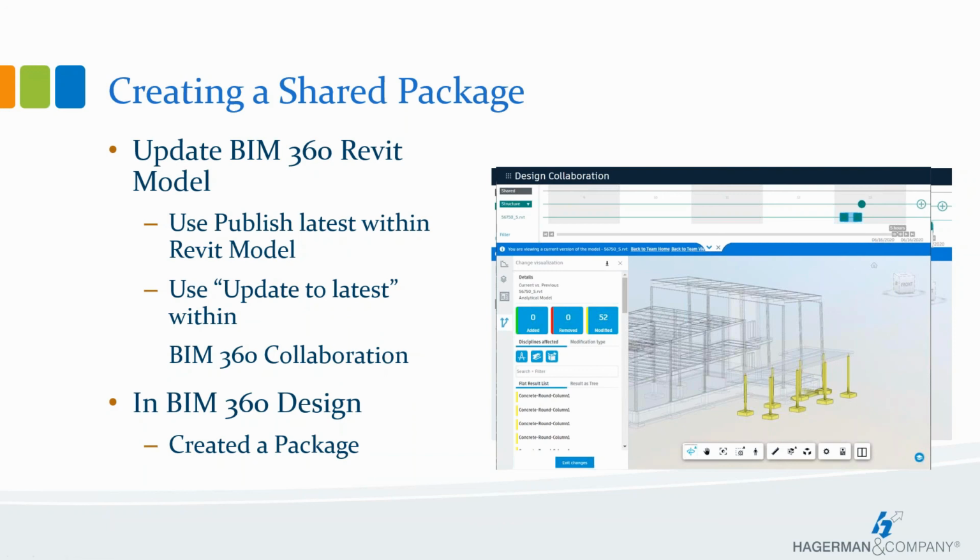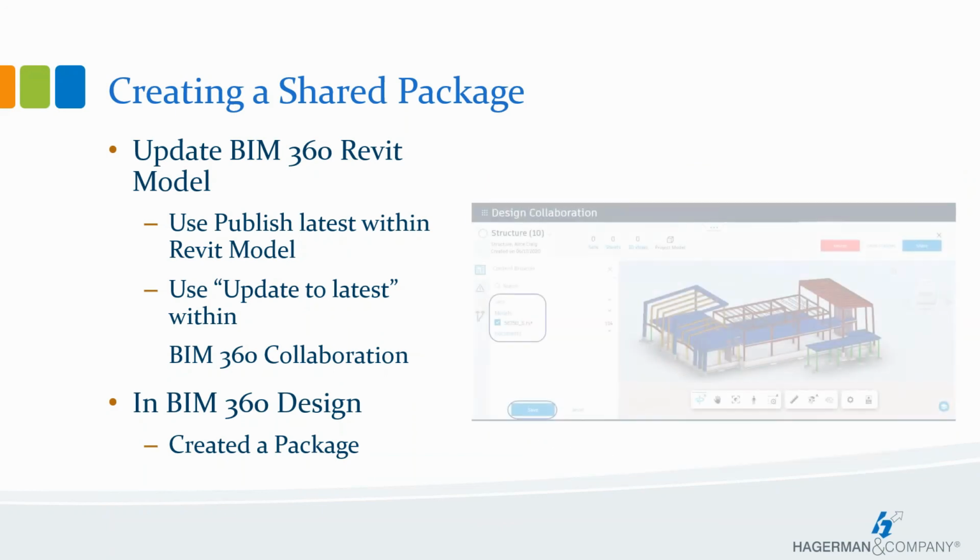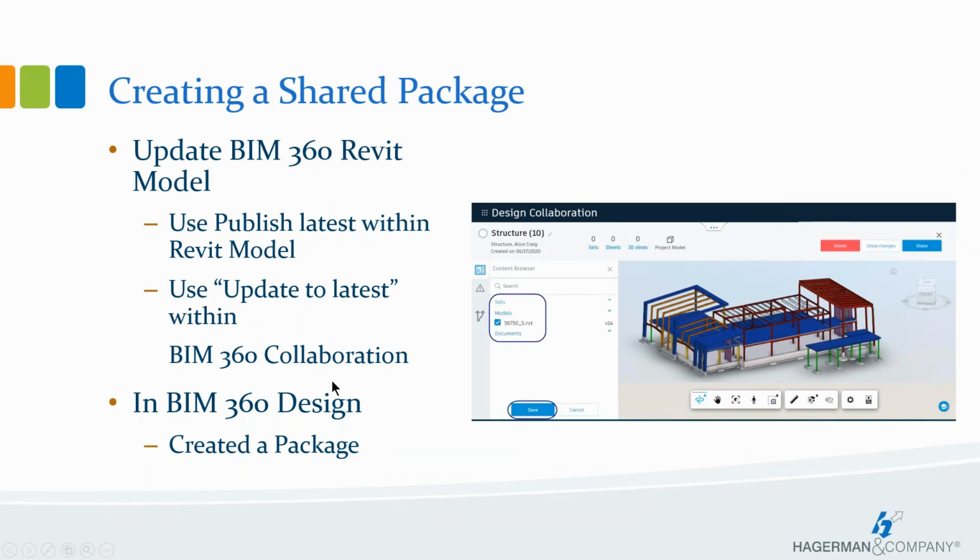So once we've reviewed the package, and we're sure this is the latest one, and we want to go ahead and create a package, you can exit those changes and select the views that we want to actually place into the package. So in this case, it's just the model. If I wanted to also place some sheets in there or other views, I could expand those out and select those as well. Once I'm done selecting our different views, I can hit Save.